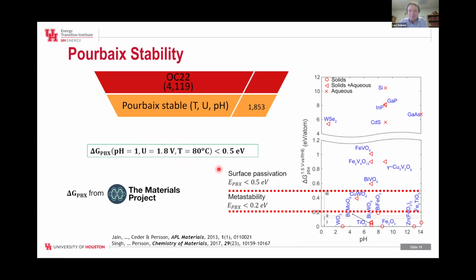Now, we assumed that we can look at materials that are unstable with respect to the decomposition in acid media up to 0.5 eV, and we decided to allow that. So we are not looking only for perfectly stable materials. We're looking at materials that are unstable or metastable, because surfaces can passivate and there's a barrier for decomposition. And so some of the materials that are not absolutely thermodynamically stable can still remain metastable.